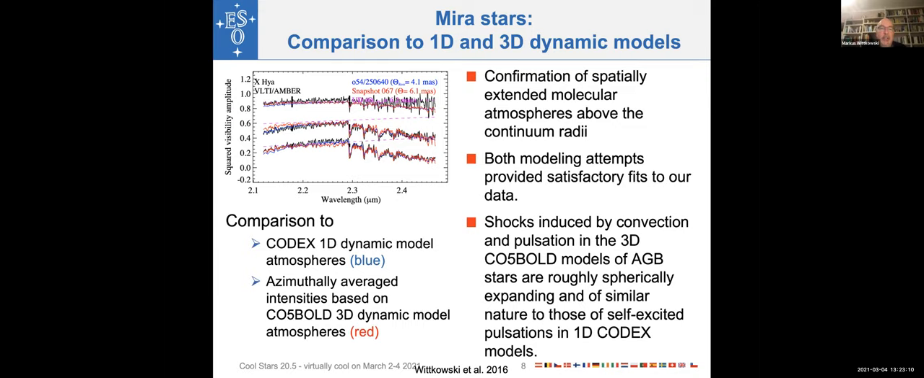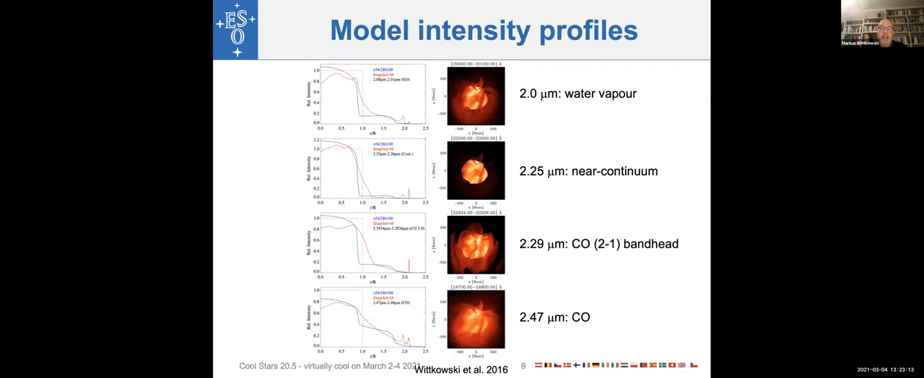Which was interesting there, and I find this quite instructive. These are the model intensity profiles of these 3D models, where you see on top the bandpass in the water vapor band, and then in the near continuum, and then in CO. In the near continuum, second from top, you see the stellar surface without much surroundings.